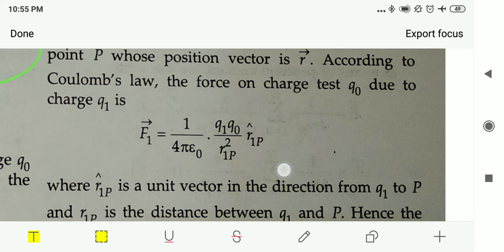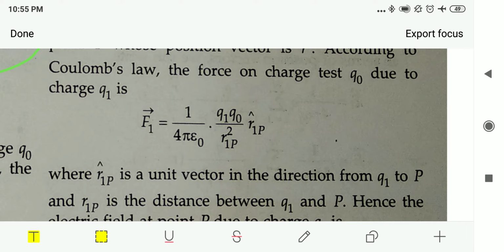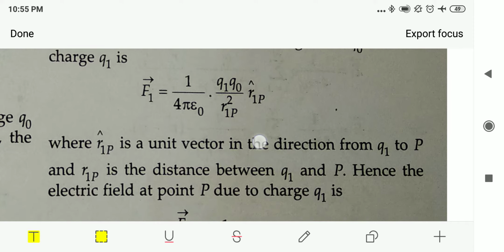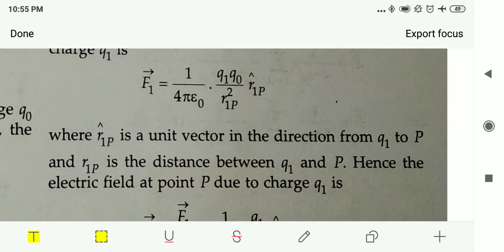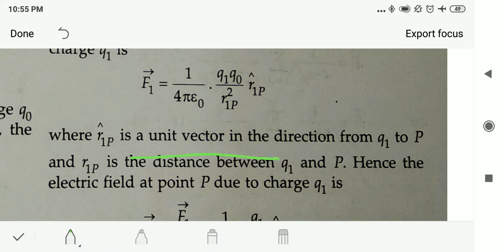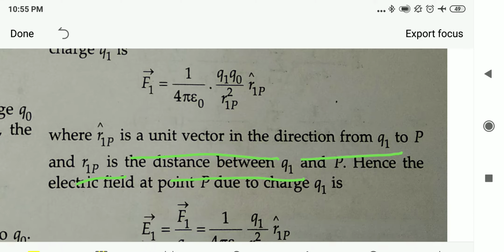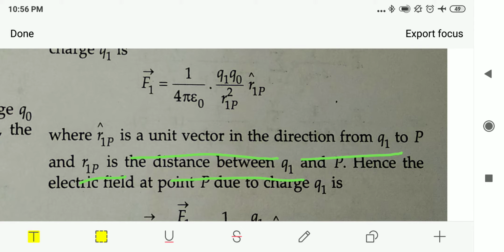The force on this test charge due to this q1 charge will be equal to 1 upon 4 pi epsilon naught, q1 into q naught upon r square 1P, times r1P unit vector, where r1P is the distance between q1 and P, and the r1P unit vector shows the direction from q1 to P.